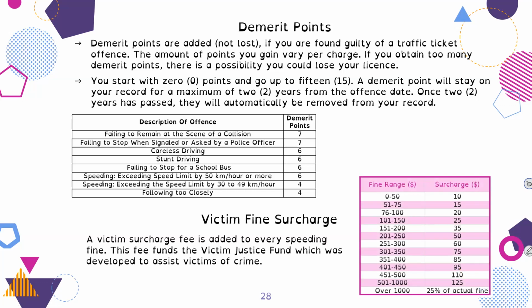Again, there's a whole bunch more. There's also the victim fine surcharge, which for every speeding fine, you get another fee added on top of it. This funds the Victim Justice Fund, which was developed to assist victims of crimes. Other crimes as well have victim fine surcharges. We're just looking at speeding because we're looking specifically at driving things. So depending on how much your fine is, which depends on what it is that you do, there's a different surcharge added to your fine on top that you have to pay as well.